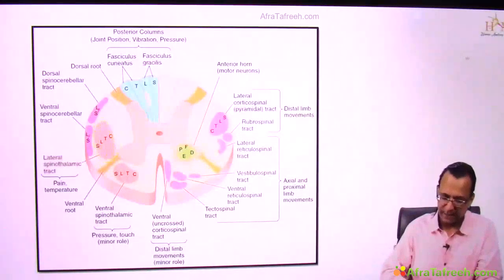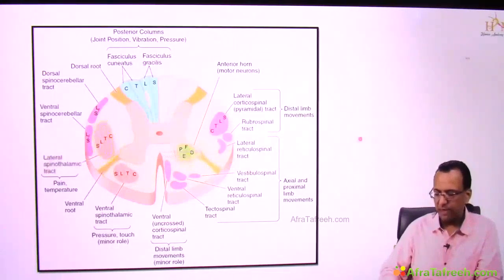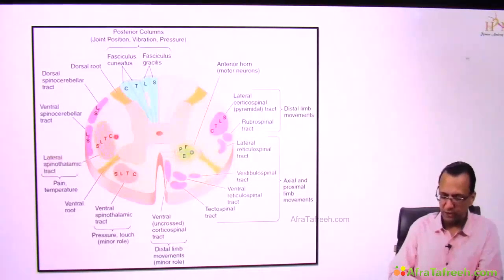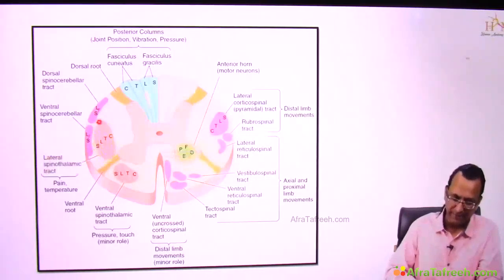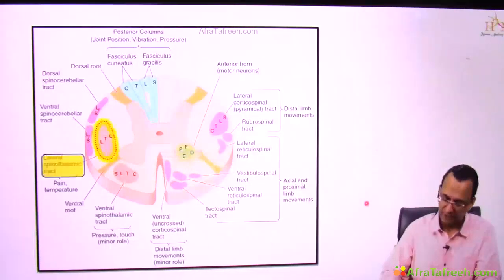We were saying that this is the lateral spinothalamic tract, which is coming from the left side and running on the right side and going up to the brain. If you damage it on the right side, the problems will come on the left side and one or two segments below the level of lesion.